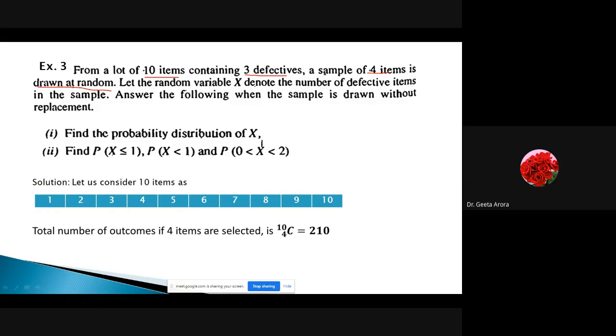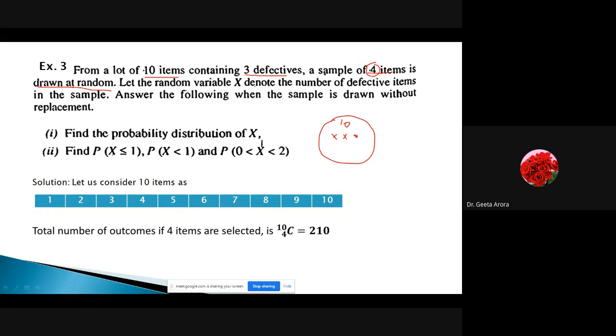Are you getting it? Total in a bag or from a lot, we can say, let us take one example. We have a total of 10 items. Out of these 10, we have 3 which are defective. It is known to us that there are 3 defective items. And how many are we drawing? We are going to take out 4 items.